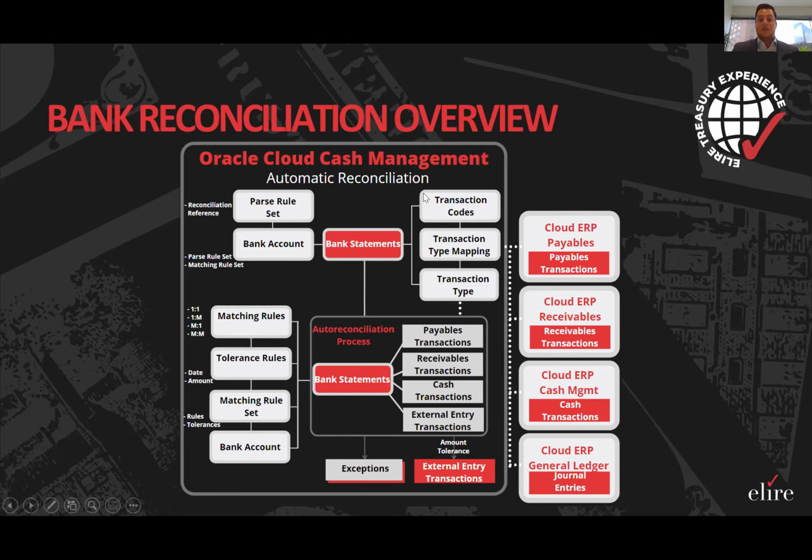We define various transaction codes and type mapping that gets applied to the bank statement that also assists in more detailed information regarding transactions. And then ultimately we get into the bulk of it, where we define matching rules, tolerance rules, and then use those to create a matching rule set that gets applied to a bank account. Once we have all this configuration in, we're able to perform auto reconciliation against a bank statement. And so that bank statement will use a number of different sources.